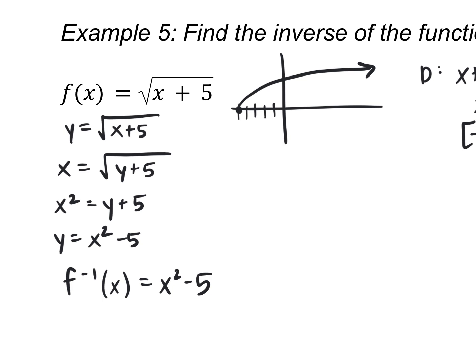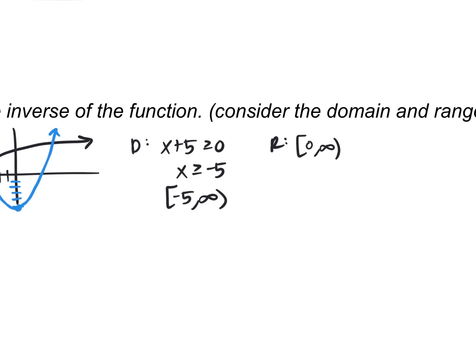However, there is a restriction on it. So if I were to graph this, let's graph this really quick, the actual function of x squared minus 5. That is a parabola starting down at negative 5, and it would look something like this, correct? However, that does not pass the horizontal line test. So there needs to be some sort of restriction on my domain. My domain has to be greater than or equal to 0 because that is what my range was.